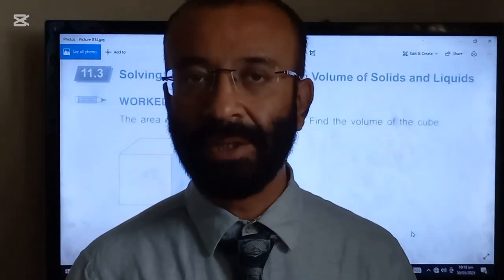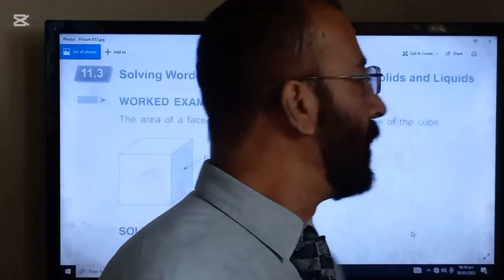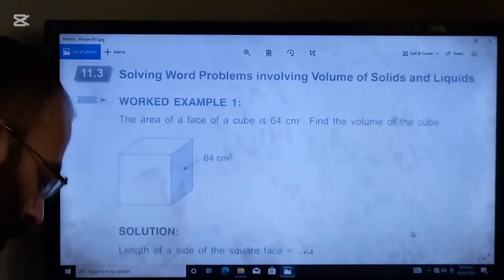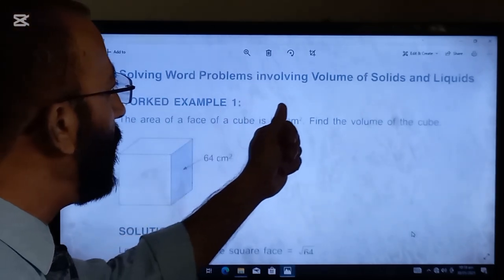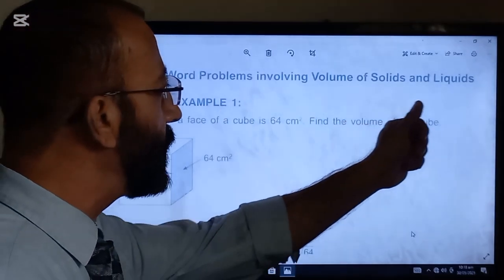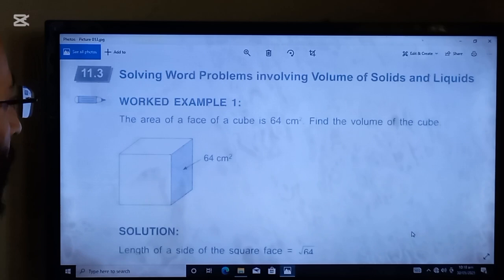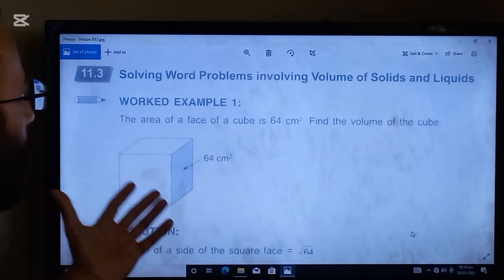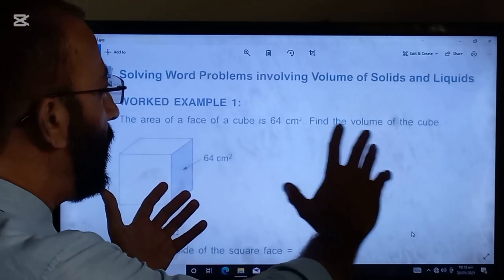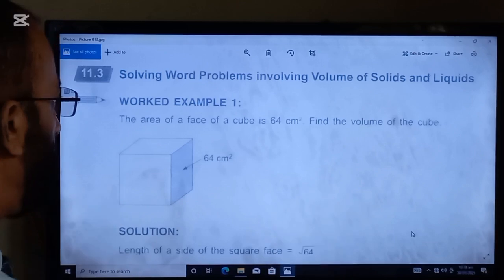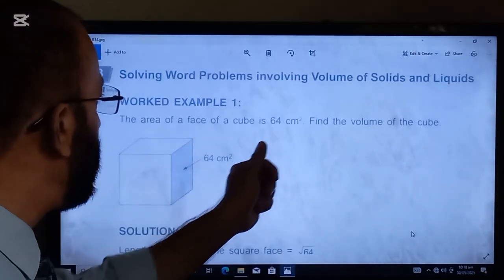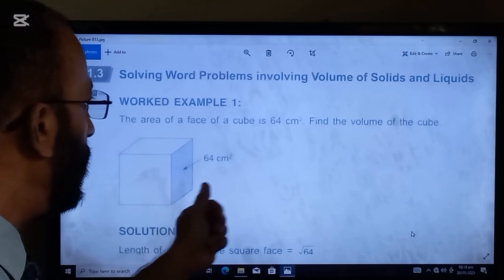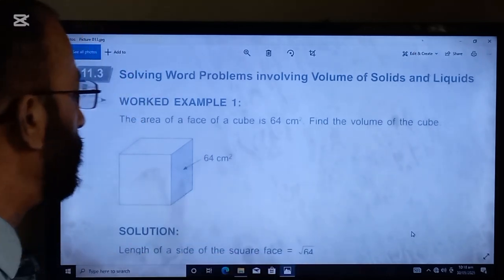Good morning, students. Today we are going to read another very important topic in mathematics, that is solving word problems involving volume of the solids and liquids. So concentrate yourself. Here is a question to explain this type of topic. The question is, the area of a face of the cube is 64 centimeters square. This is given. Find the volume of the cube.